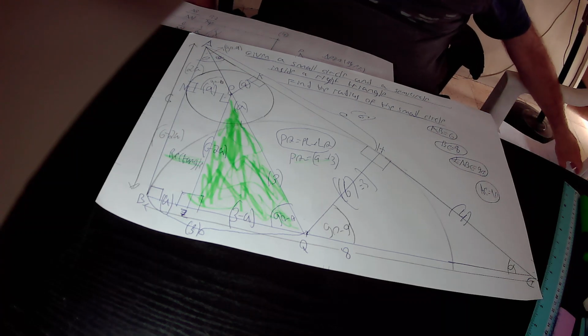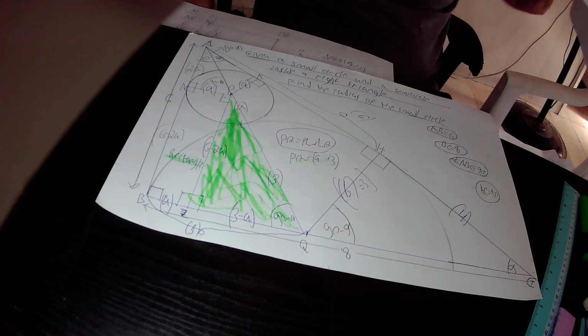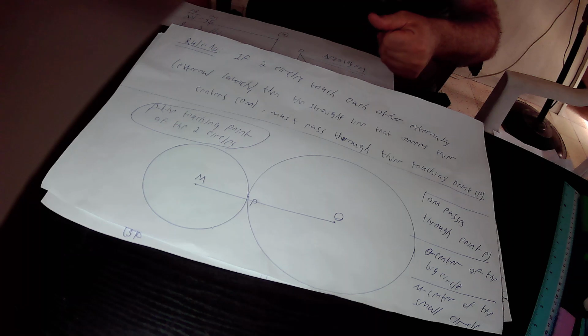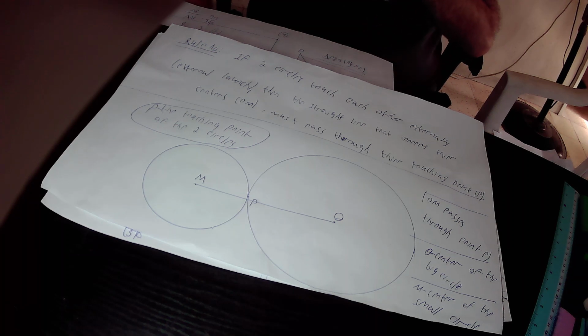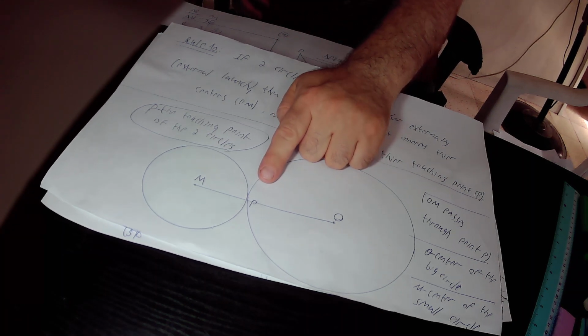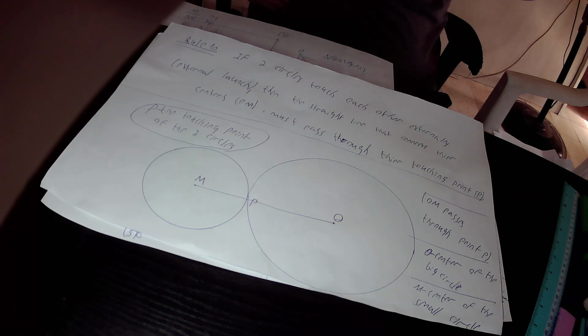Repeat quickly on rule 10. According to rule 10, if two circles touch each other externally, then the straight line that connects their centers together must pass through their touching point. So in the drawing we have two circles. Those two circles are touching each other externally at point P. Therefore they have an external notch between them.